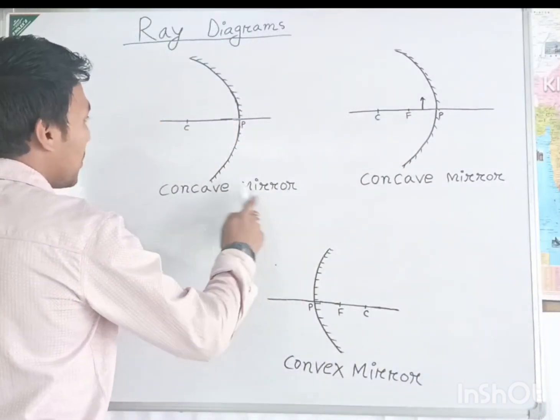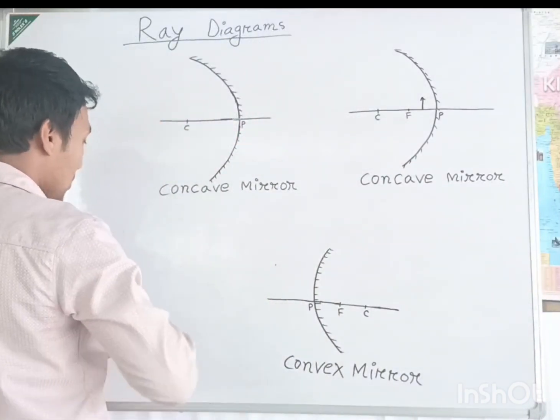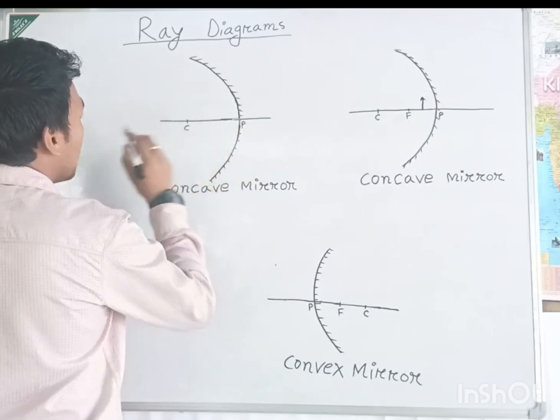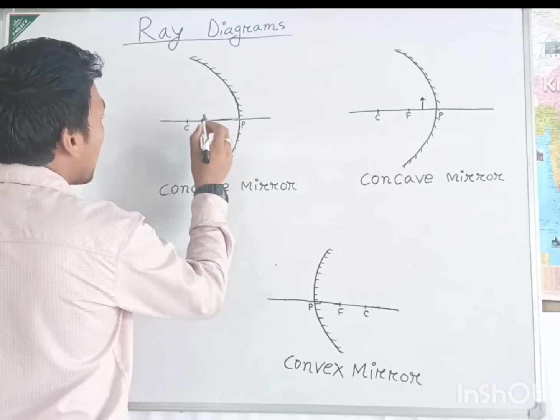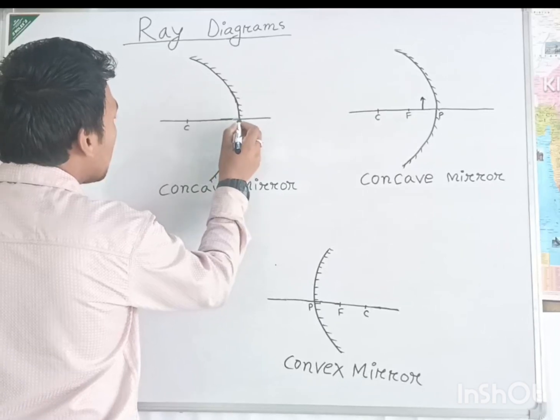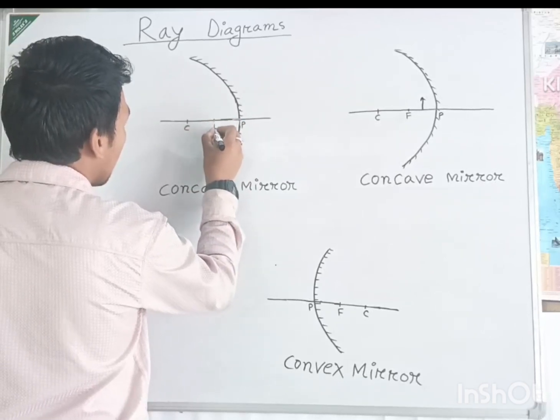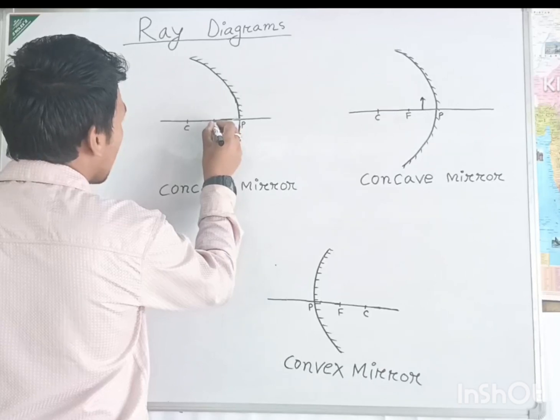Now this is a concave mirror, and this point is called pole and this point is called curvature, and between this pole and curvature I'll get one center. I'll get one focus here. This is called focus.